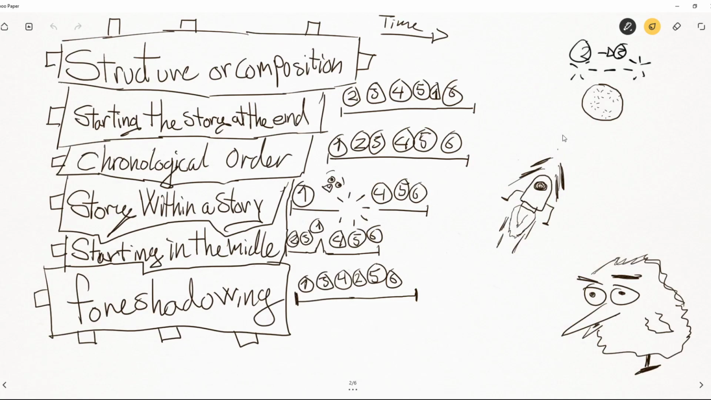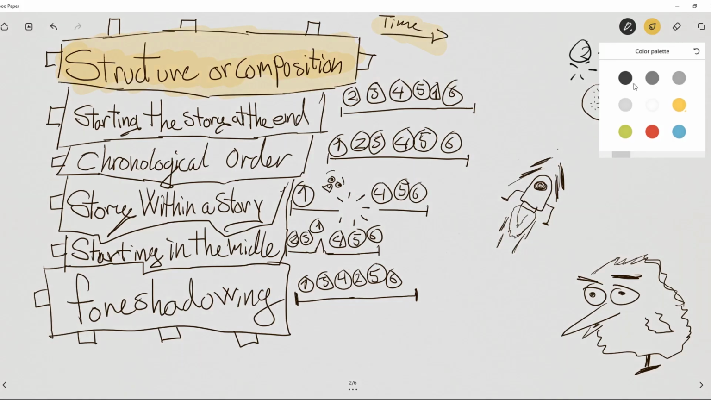Okay, first off, we have structure and composition. Structure and composition, that is the stuff that makes your story one coherent piece. It's also a very necessary way in your story to deal with time, as you can see here. So in order to tell a story, you need some concept of time.